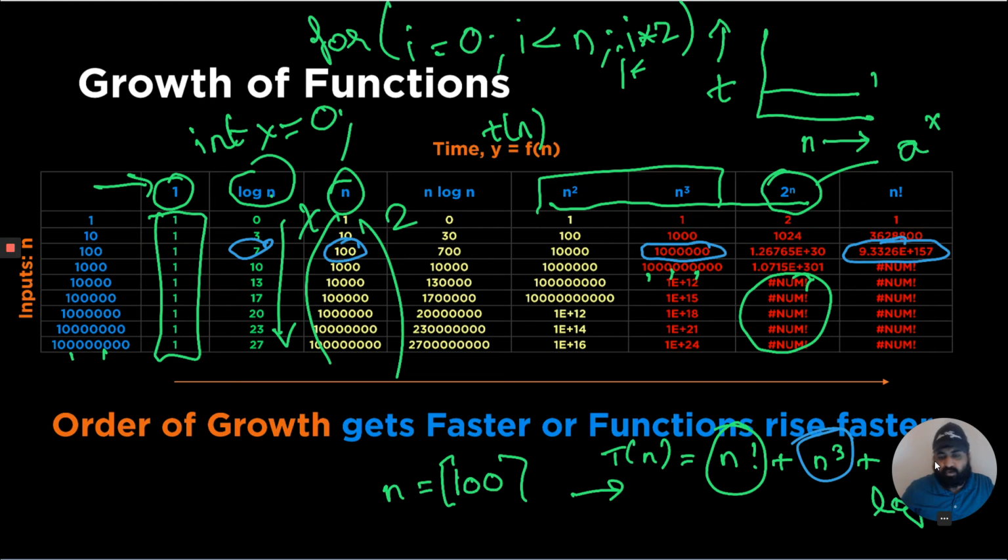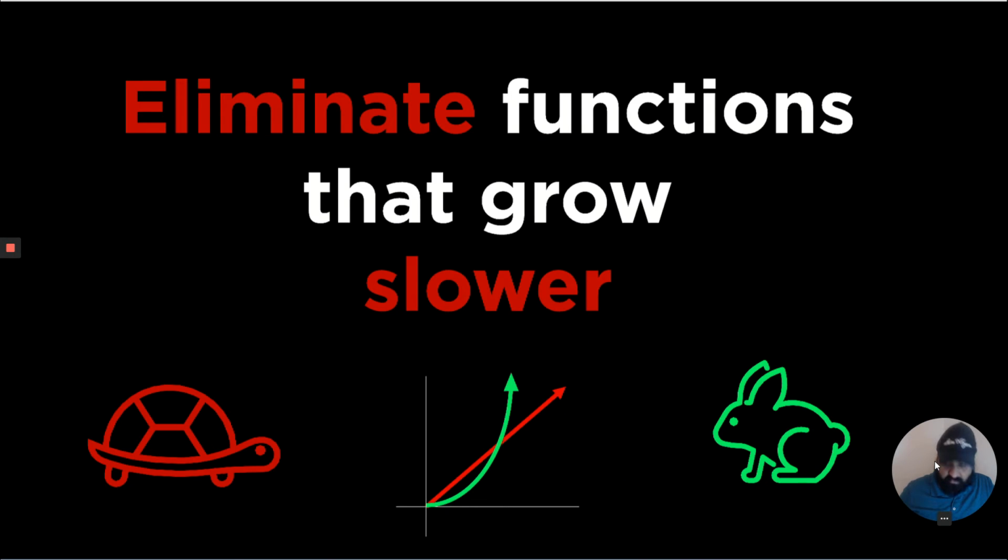And this gives rise to something called asymptotic analysis, because what we got out of this is that the function that grows faster truly determines the time of the algorithm. So in this case, we can eliminate the functions that grow slower.